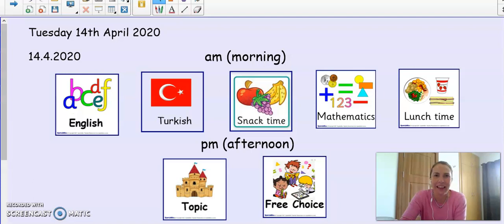You can see today that I am sitting inside a little box inside your timetable that you normally have on your whiteboard in class. So I'm going to use this timetable today to talk through your tasks for you, to help you see what we have given you to do for the day. Okay, so let's have a look.